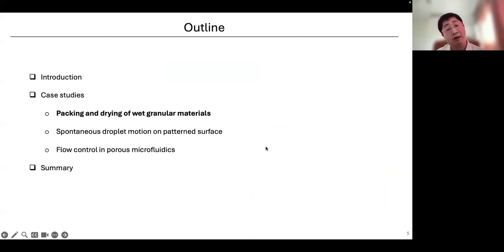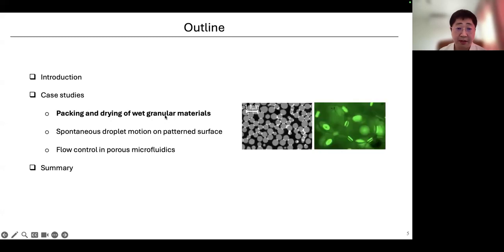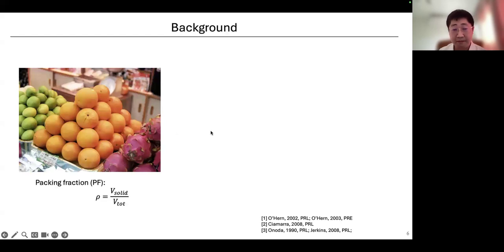In today's talk, I'll give a bit of introduction, which I think is already done, and then we'll focus on a few case studies where capillarity is relevant. So the first topic is really about granular materials. First of all, maybe we start with the packing of cohesionless particles, where there are no interparticle forces.